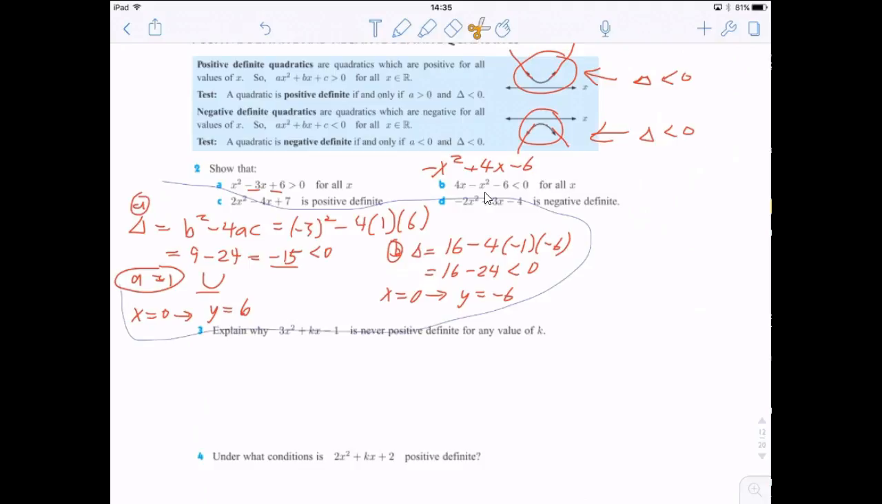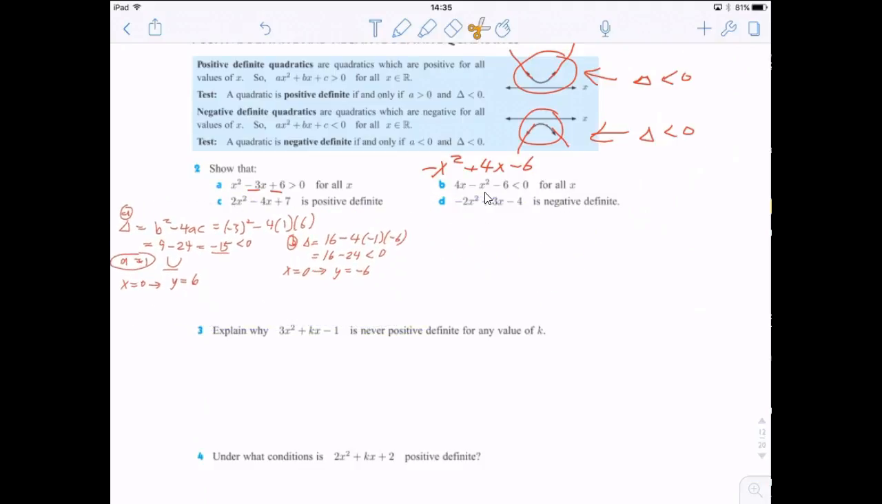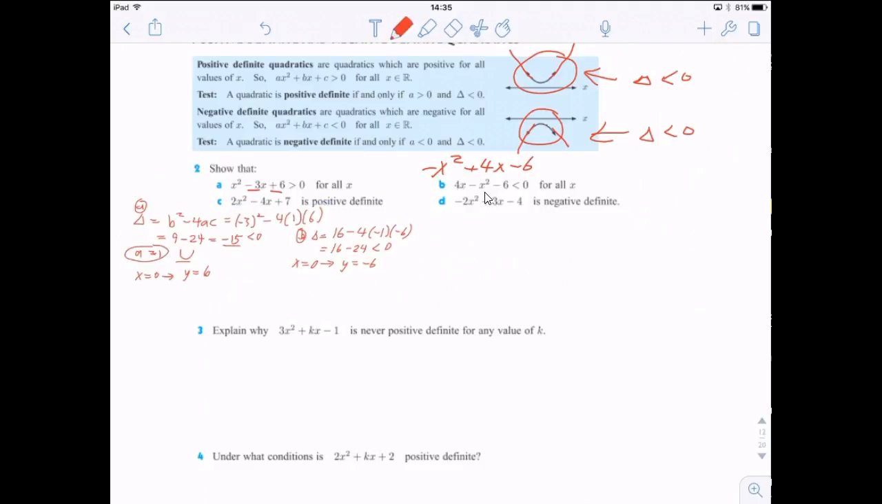Okay, let's move on to C. I'm just going to shrink this down so we have a little bit more space. Okay, let's do C. So now we have an a value of 2, a b value of -4, and a c value of +7, and we're going to show that it's positive definite.